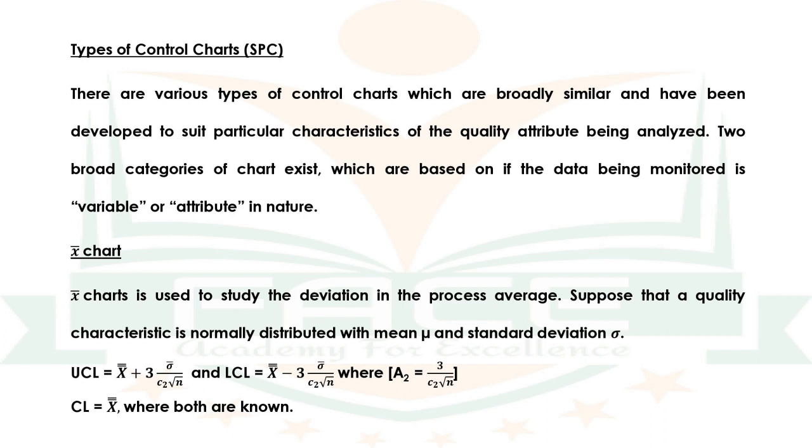Types of control charts. There are various types of control charts which are broadly similar and have been developed to suit particular characteristics of the quality attribute being analyzed. Two broad categories of chart exist, which are based on whether the data being monitored is variable or attribute in nature.